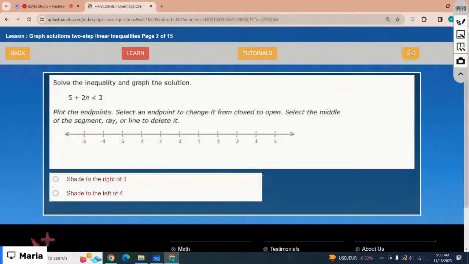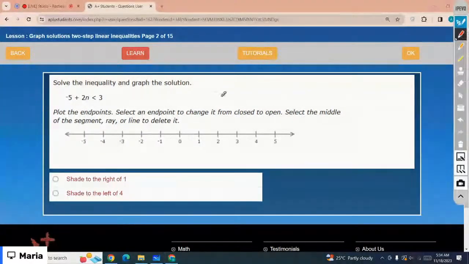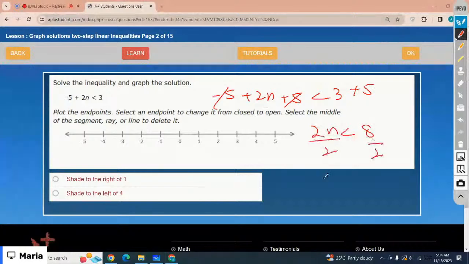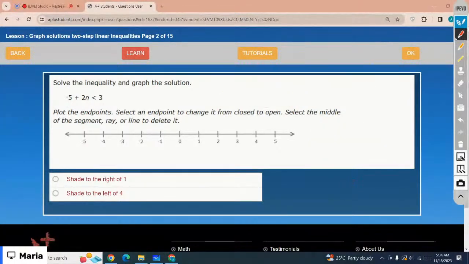Solve the inequality and graph the solution. Which is the correct option? Okay, so let's just solve. Negative 5 plus 2n, and add 5 to both sides, right? Because you need to remove the 5 and isolate the variable. Negative 5 plus 5 is 0. 2n is less than 8. Divide both sides by 2. n is less than 4. So which is the correct option? That is shade to the left of 4. Option number 2 is the correct option.